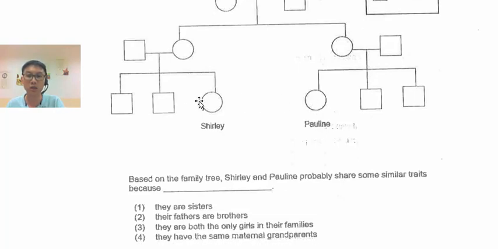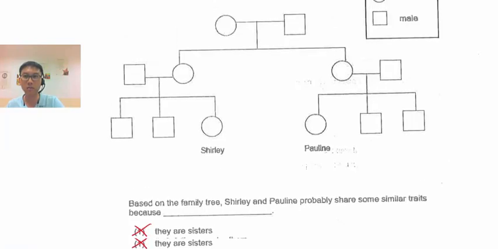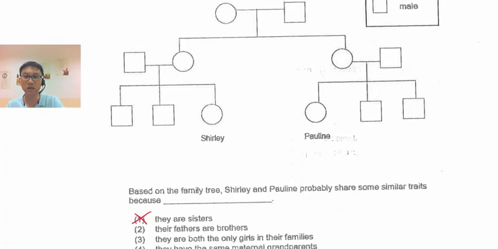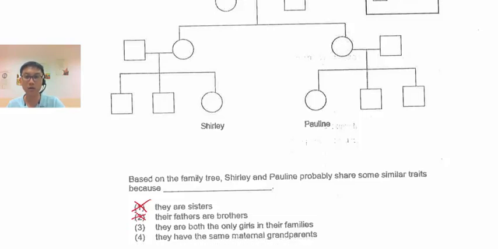Okay, so let's look at Shirley and Pauline. Are they sisters? No, they are not sisters because they don't come from the same parent. Their fathers are brothers? So let's take a look. Remember, males are the squares. So are their fathers brothers? No, the fathers are not linked in any way. They are both the only girls. So is it because they are the only girls that they have similar traits?